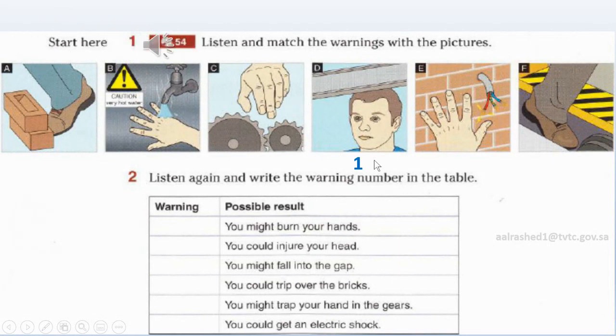Okay, so number one, he talked about the beam. So he already has given a warning that there is a beam and this person needs to watch out. So this is number one. Okay, let's see number two.